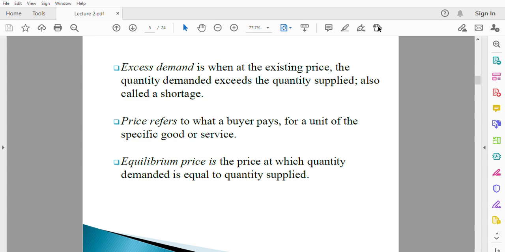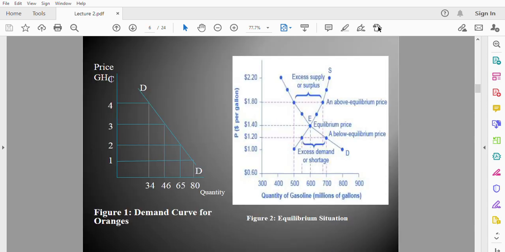What is price? Price refers to what a buyer pays for a unit of the specific good or commodity he buys. An equilibrium price is the price at which quantity demanded is equal to quantity supplied. So all these terms are supposed to be known before we move on to the demand curve itself. So this is a typical example of a demand curve.